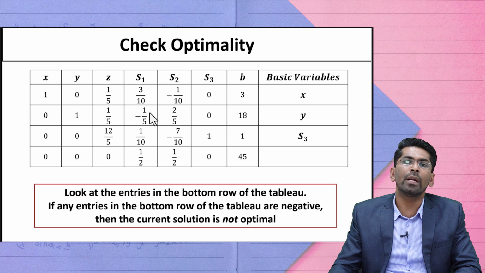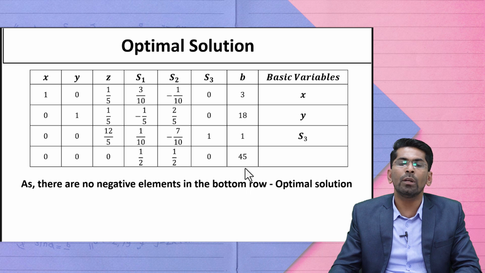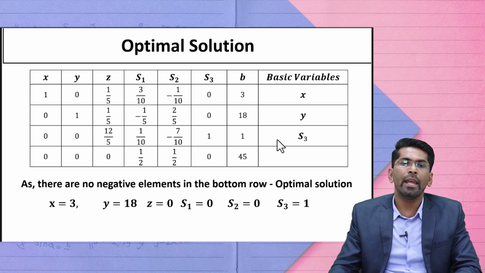Now we are going to interpret this particular optimal solution. Here, as there are no negative elements in the bottom row, we can say that we have an optimal solution. Here x is equal to 3, and the value of y is equal to 18. Sorry, the value of S3 is equal to 1. Of course, our solution is optimal. Then x is equal to 3, y is equal to 18. Then S1, S2 become 0, that is S1 is equal to 0, S2 is equal to 0. We have S3 here, so S3 is equal to 1.